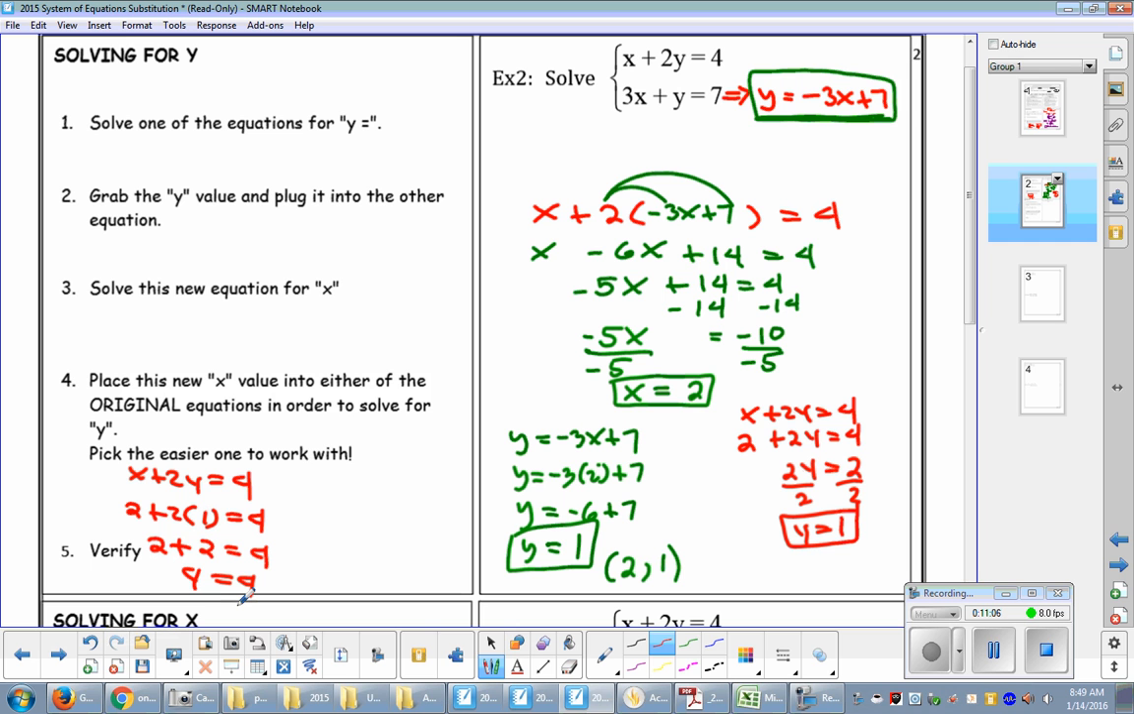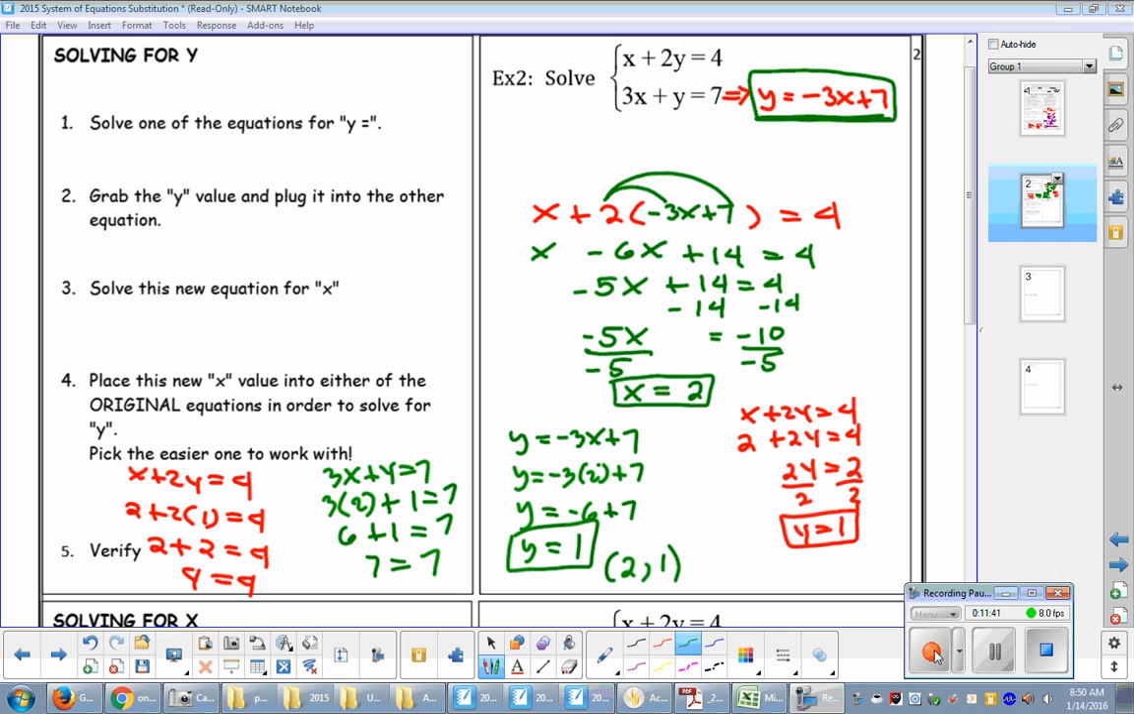Let's try to verify the second equation. I have 3x plus y equals 7. I will replace x by the x value, which is 2. y is equal to 1. I have here 6 plus 1. 6 plus 1 is 7. So after we verify, we got a true statement for both equations. Therefore, we are confident that the answer for this system is 2 comma 1.